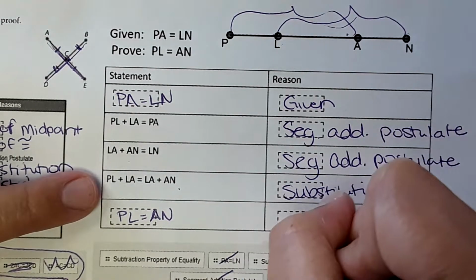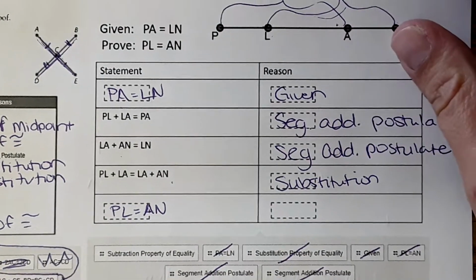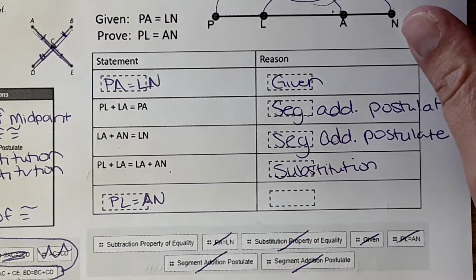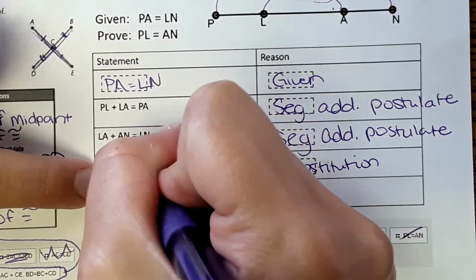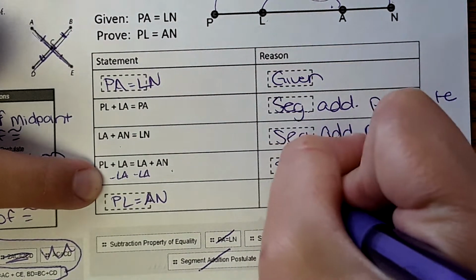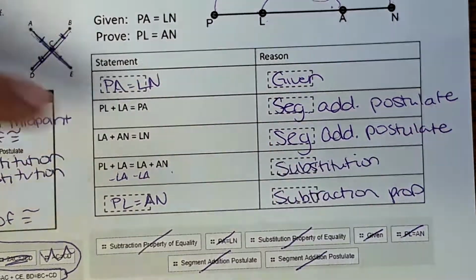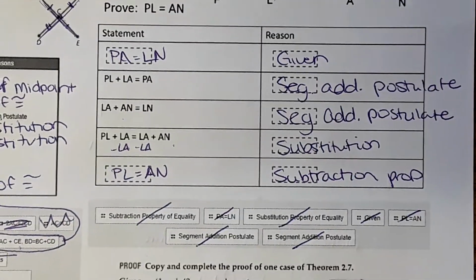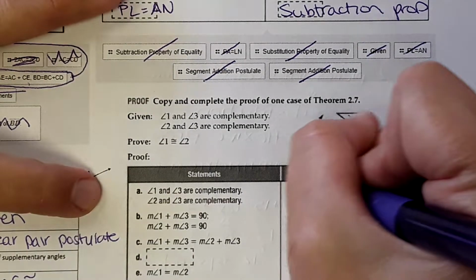You could also say maybe transitive, but transitive isn't in the answer bank, so they're looking for substitution. And then last but not least, PL equals AN. So to get that, they're subtracting LA from both sides, so that is subtraction property. And continuing, you guys keeping up? Okay, awesome.